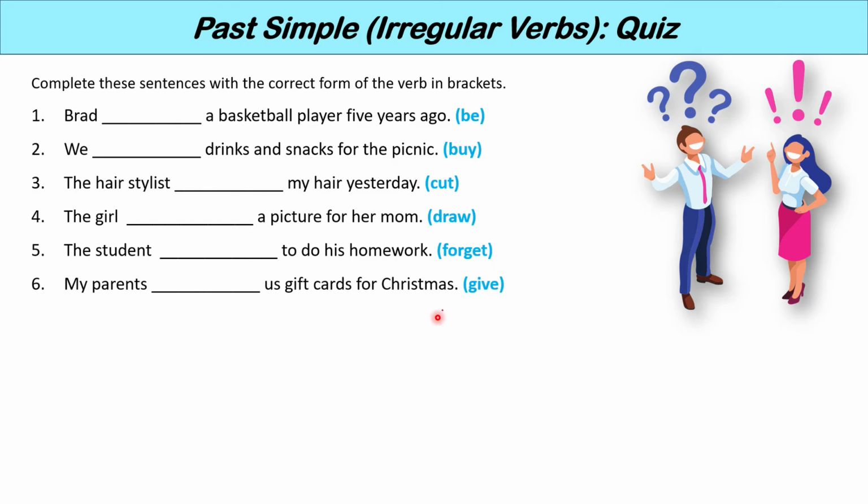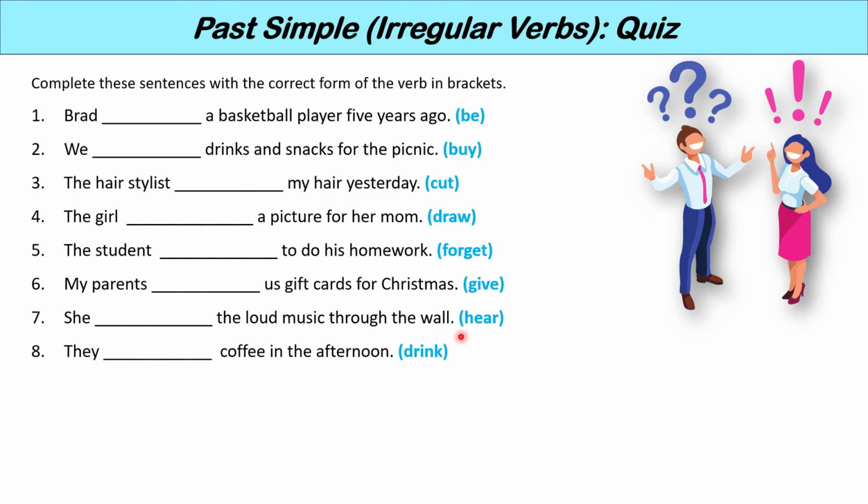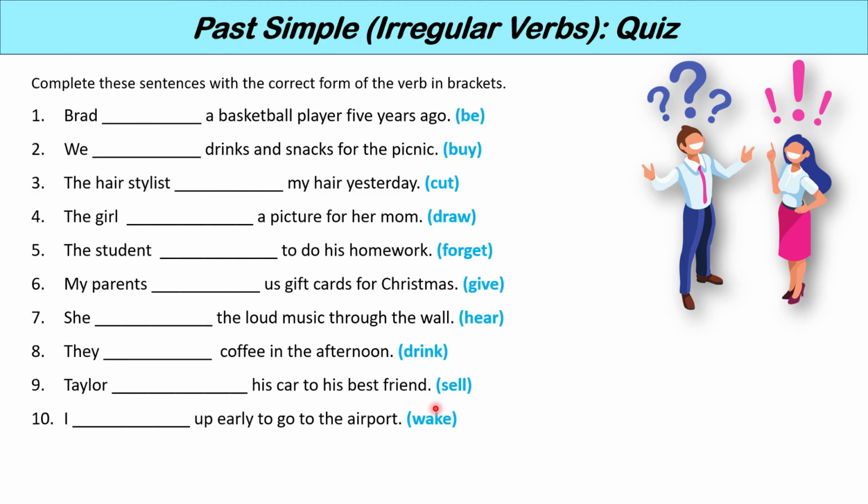Number 6, my parents, us gift cards for Christmas. Number 7, she, the loud music through the wall. Number 8, they, coffee in the afternoon. Number 9, Taylor, his car to his best friend. And finally, number 10, I, up early to go to the airport.